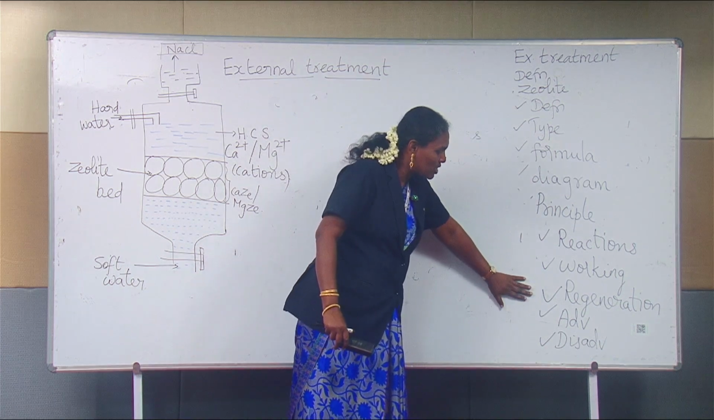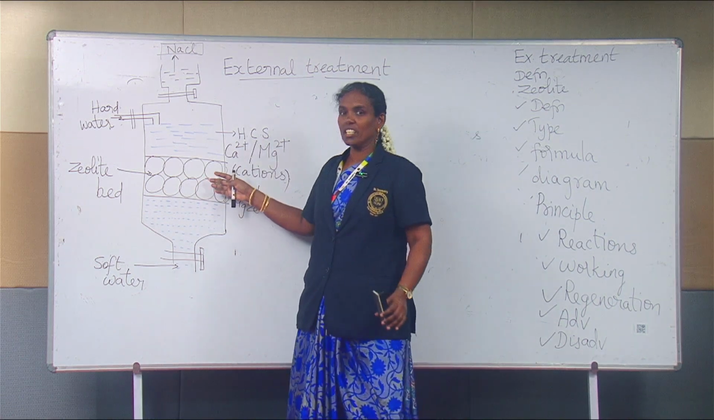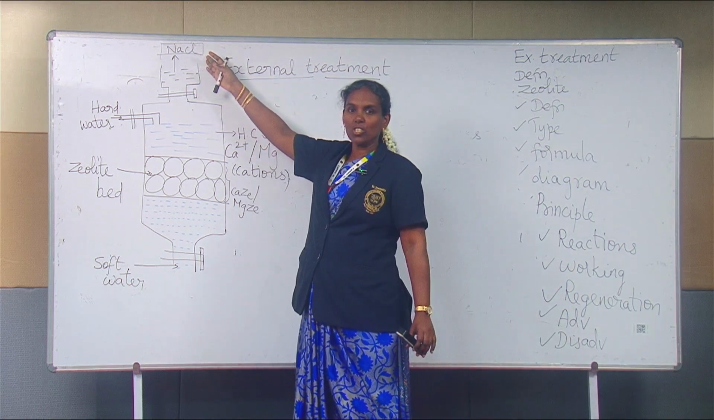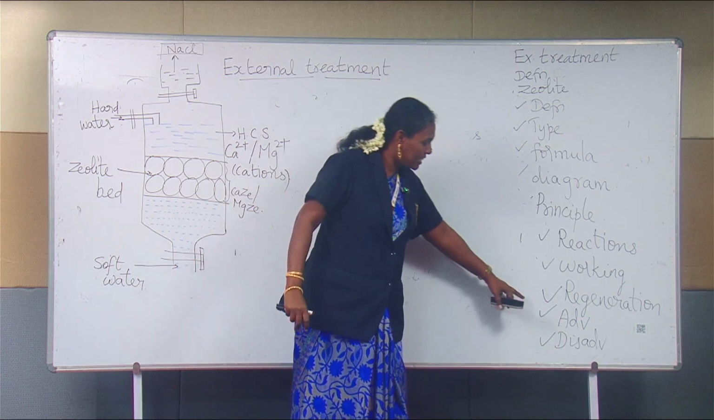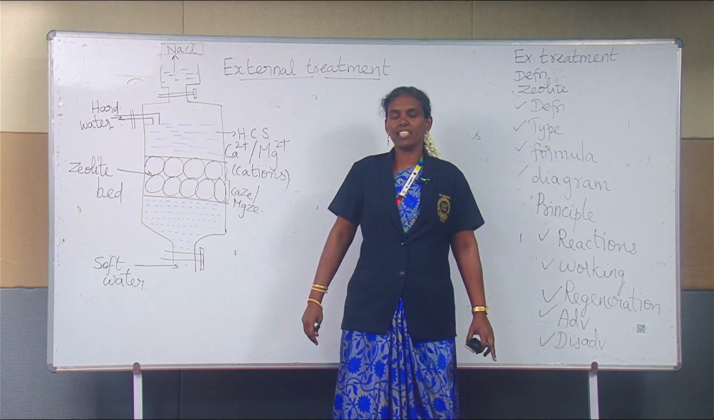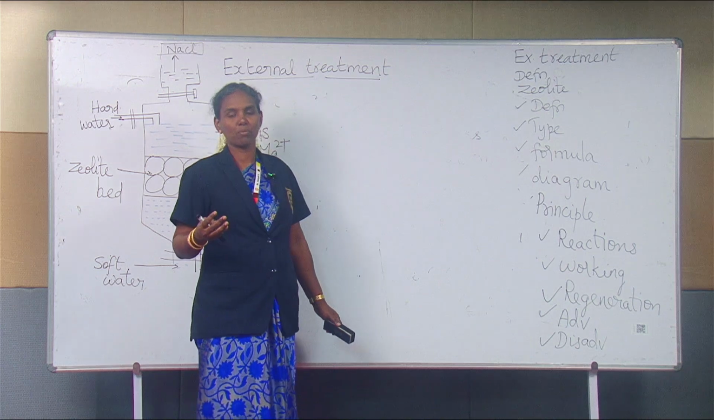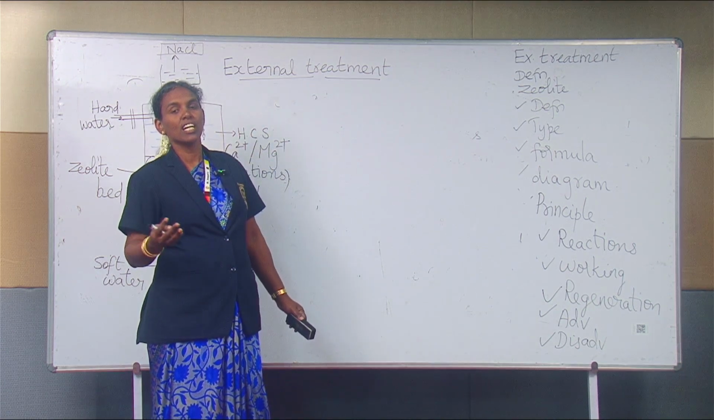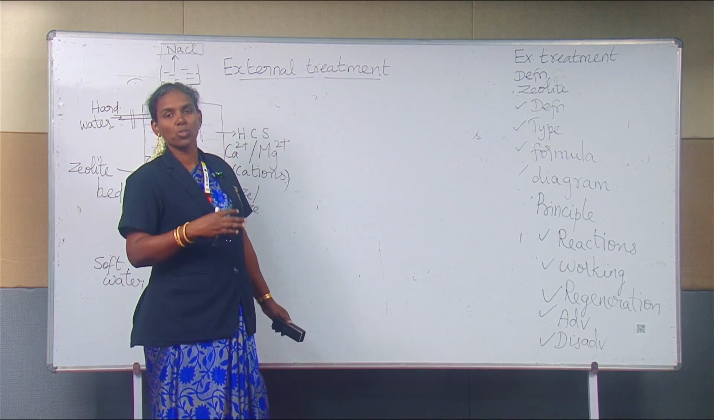And the next one is regeneration. On prolonged use, the zeolite bed is exhausted, so it has to be regenerated using a 10% solution of NaCl. For that, you have to write the equation. And the next, 5 points of advantages and 5 points of disadvantages. Advantages: this method is cheap, the operational procedure is simple, low hardness water is produced, the space requirement of this setup is minimal, and there is no sludge formation.